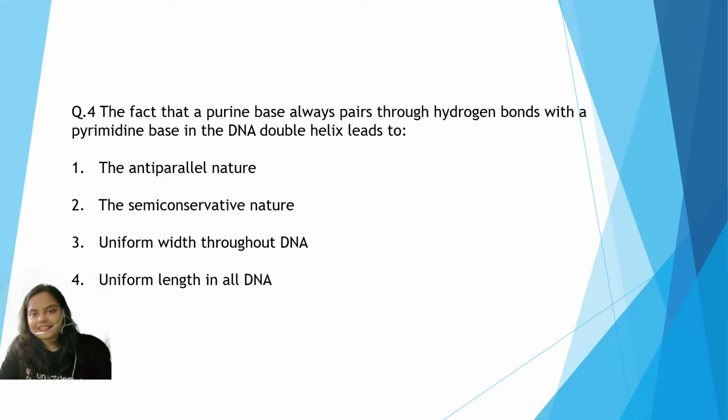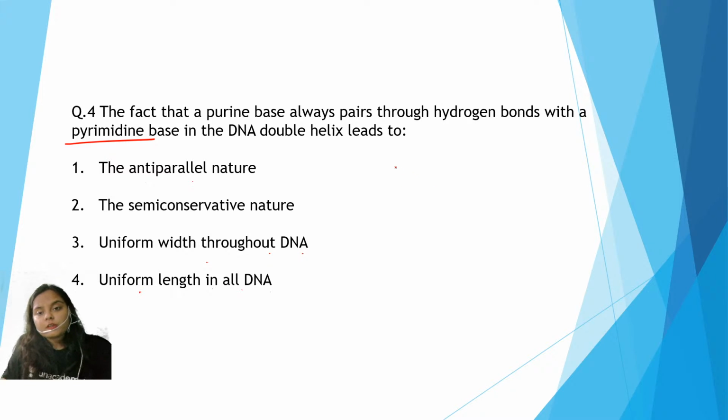So moving ahead. Question number 4. Next question is, the fact that a purine base always pairs through hydrogen bonds with a pyrimidine base in a DNA double helix leads to the anti-parallel nature, the semi-conservative nature, uniform width throughout DNA, or uniform length in all DNA.